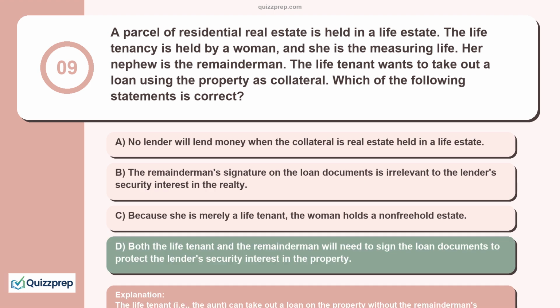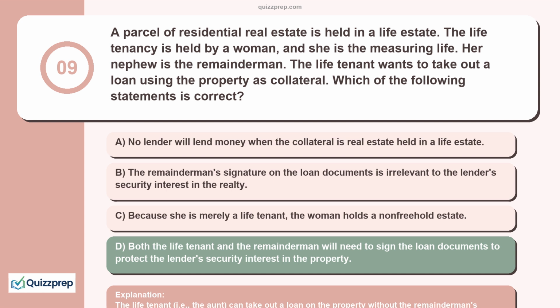The life tenant, i.e., the aunt, can take out a loan on the property without the remainderman's signature. However, if only the life tenant signs the loan documents, then the debt will die with her. In order to protect the lender's security interest in the event of the aunt's death, both the life tenant and the remainderman will need to sign the loan documents.